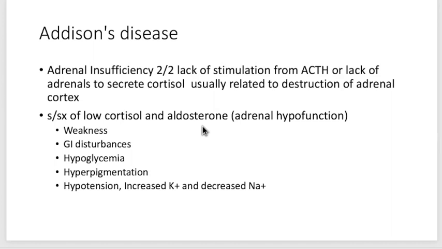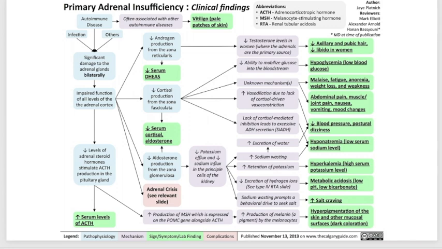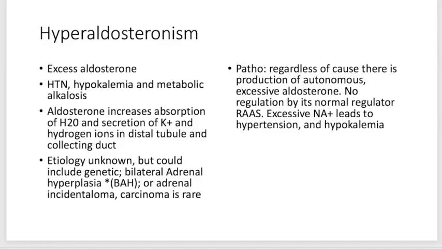We can have a secondary hypocortisolism, and that is after exogenous glucocorticoids or effective treatment for endogenous hypercortisolism. The clinical manifestations will be the same regardless of the cause. Go ahead and check out that clinical findings pathway here and why we get the signs and symptoms that we do. Hyperaldo, so this is increased aldosterone.